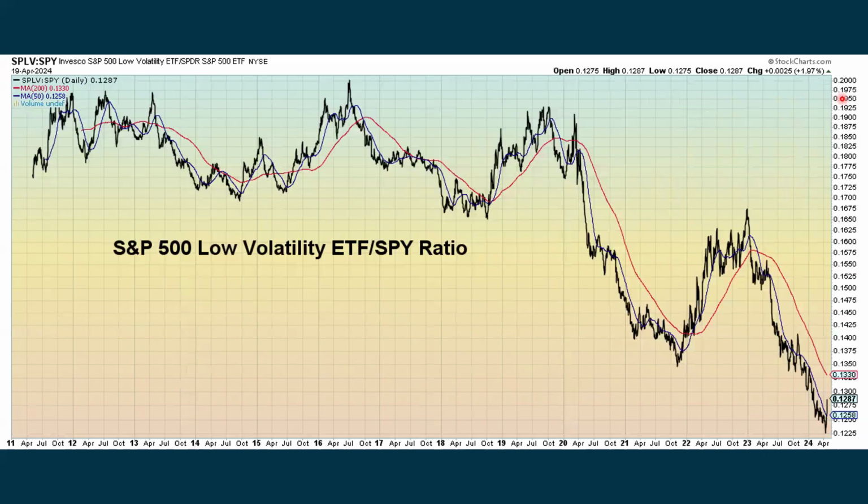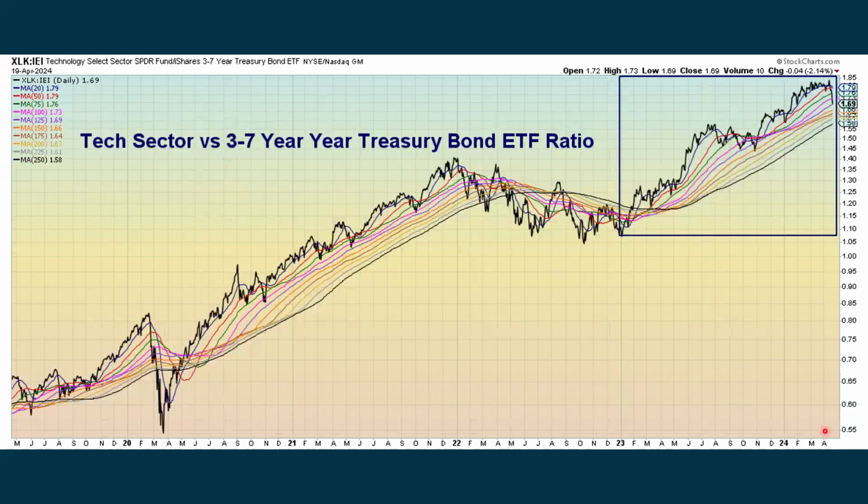But when we do a ratio between the S&P 500 and the low volatility ETF, the low volatility ETF has really been underperforming, but we're seeing it bounce back up. And this is one of those more defensive things that we want to keep an eye on. If this continues to go up and we actually turn into an uptrend, that means the market's getting more defensive. We're just waiting to see if that's going to develop, or is this going to work itself out and continue to go down. Then we look at the tech sector and compare it with 3 to 7 year bonds.